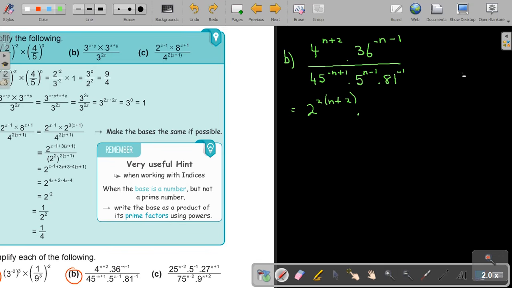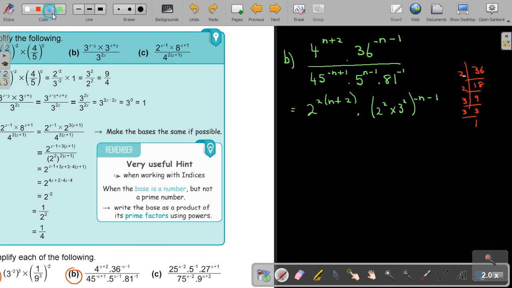You can do it here on the side, very easy. So 36: 2 is 18, 2 is 9, 3 is 3, 3 is 1. So it's going to be 2 to the power 2 times 3 to the power of 2, to the power of negative n minus 1.